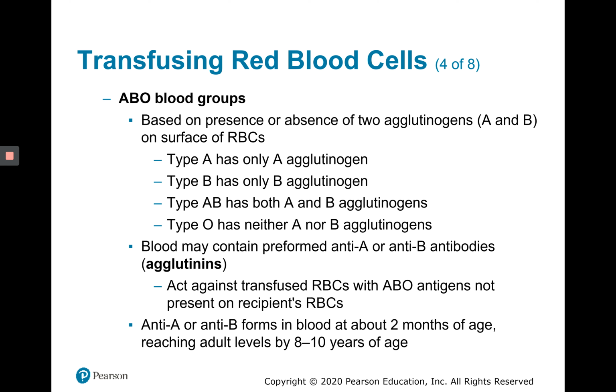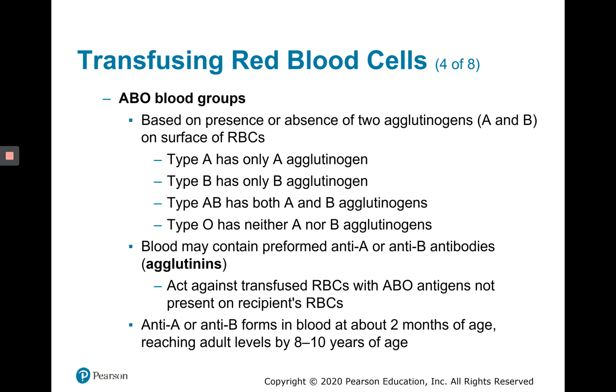Now, if you have type O blood, you have type A and B antibodies in your blood plasma because your body has never seen the type A or the type B agglutinogen because you don't have anything on the surface of your red blood cell. So you'd have both types of antibodies to fight off the other blood types. And then type AB, you wouldn't have any antibodies in your blood plasma.